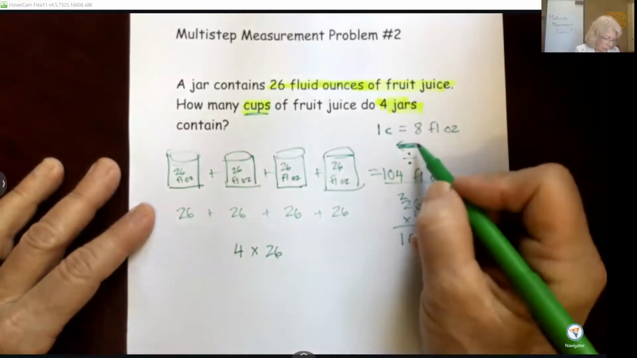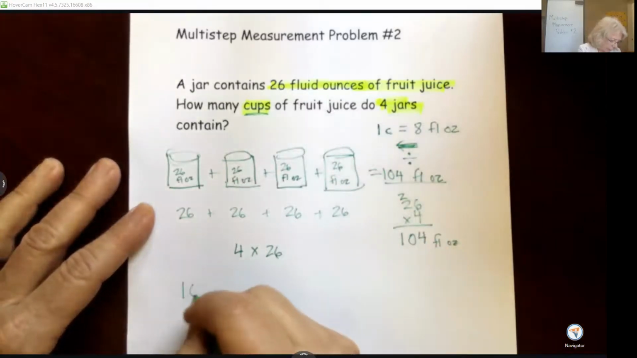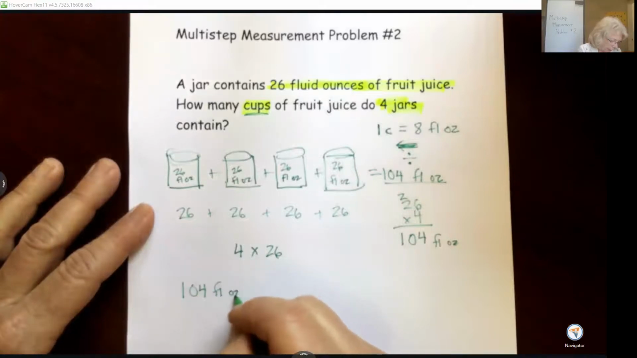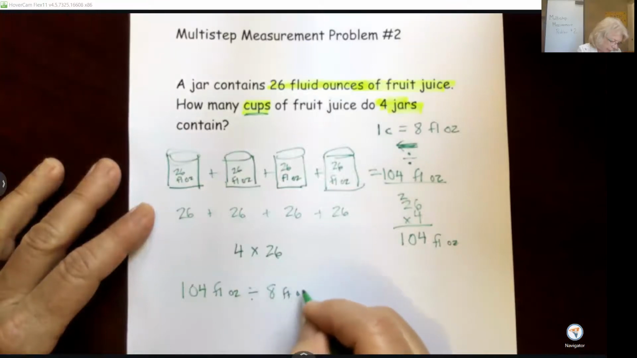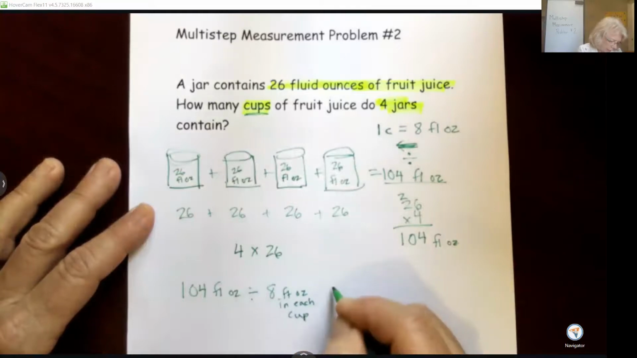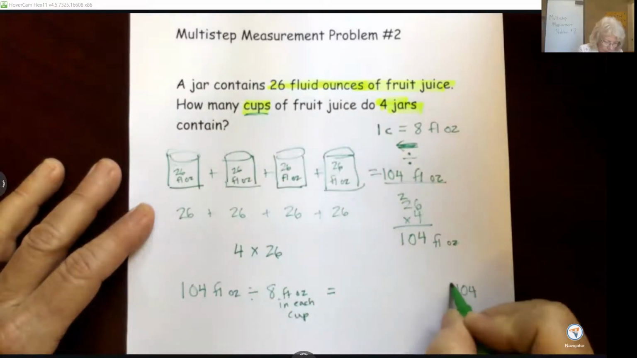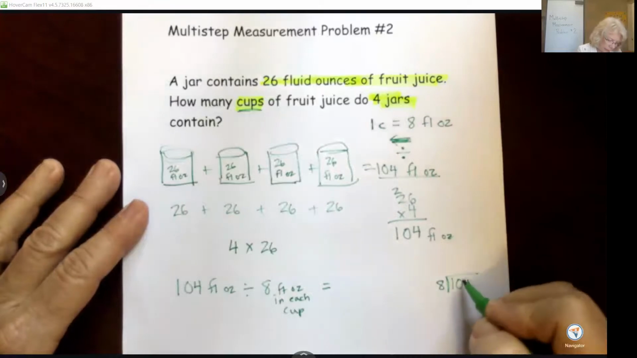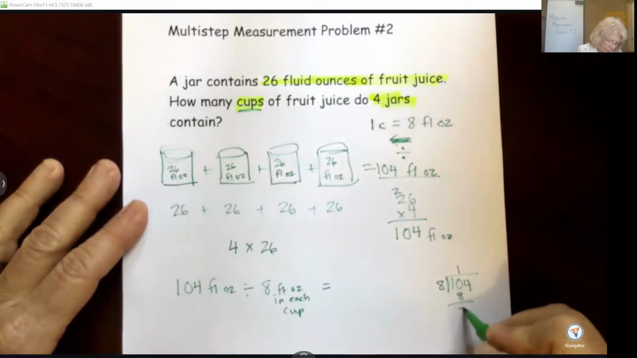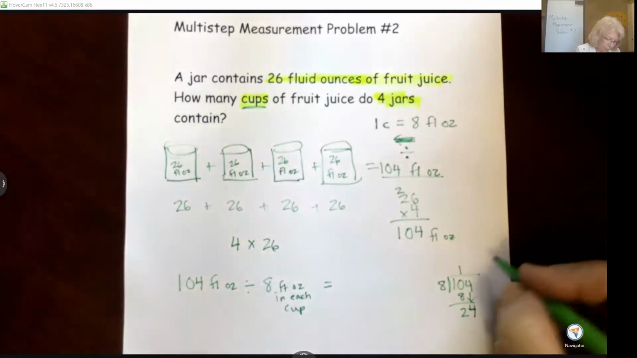So we decided we were needing to divide. This is fluid ounces, and we're going to take our 104 fluid ounces and divide it by our 8 fluid ounces in each cup. And we're going to get the number of cups. So let's go over here and do our division. I'll do it longhand, the traditional way. 8 goes into 10 1 time. Bring down the 2, bring down the 4. And we have 8 goes into 24 3 times.